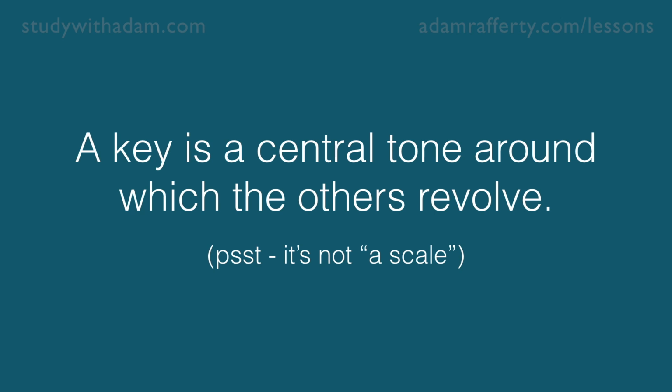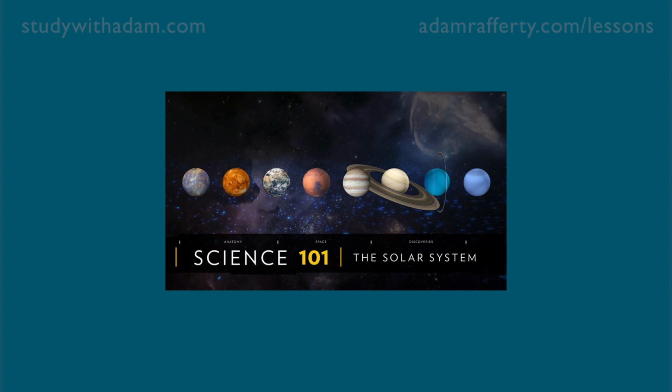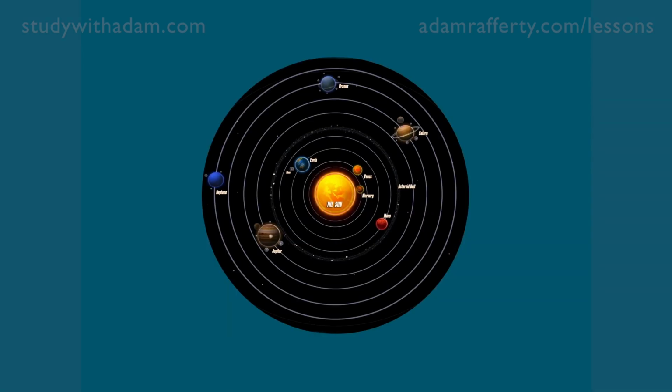Okay, so now let's look at a solar system, but a kind of a messed up solar system. Everything's just in a line. Of course, the sizes are not correct, but we never see the solar system like this. So this is the equivalent of a scale. It's just the notes lined up one after the other. This doesn't really show how a key hangs together. But if we look at the circular version of a solar system, this describes it a little bit better.